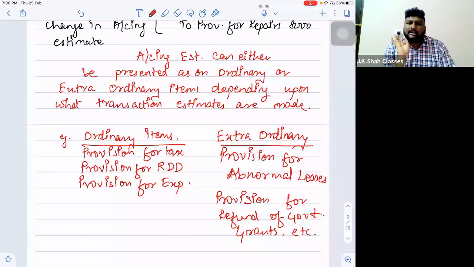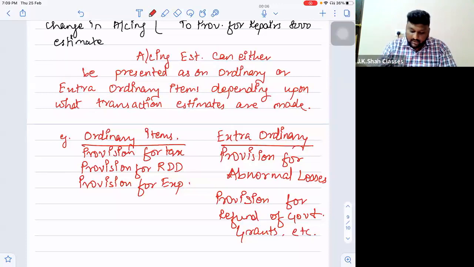Right? Now, one last point. Just wait for a minute. One last point. Now, sir, we learned that accounting estimates can be an ordinary or extraordinary item depending upon what you are making the provision for. If you are doing an estimation for an ordinary item, the estimations that you're recording in the books of accounts will also be ordinary. If you are doing estimations for an extraordinary item, the estimations will be recorded in the P&L account as an extraordinary item only.